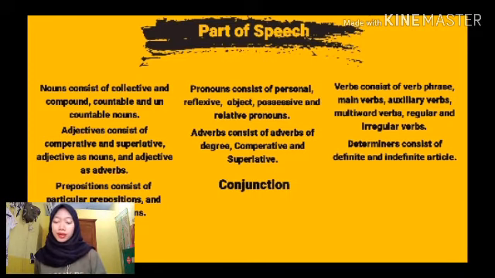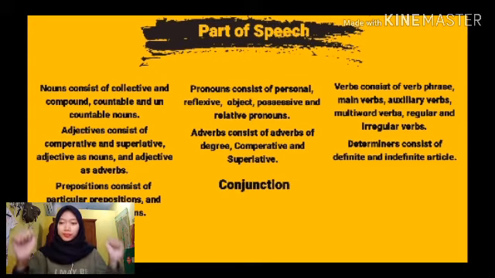And finally, the last kind of part of speech is conjunctions. The position of a conjunction is the middle of the sentence. Like, my family and I are going to the beach, and etc. That's conjunction.